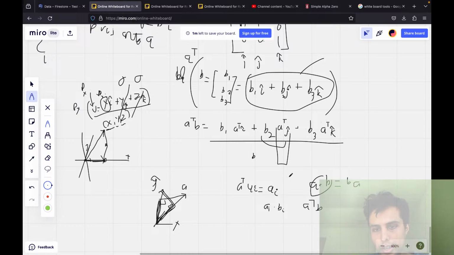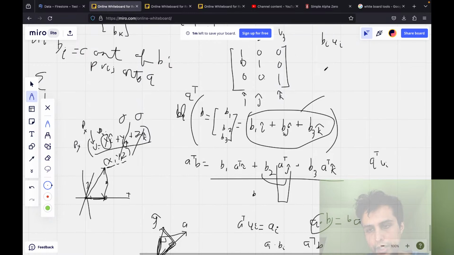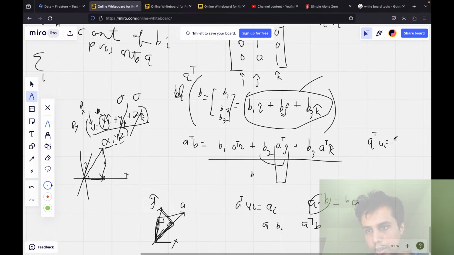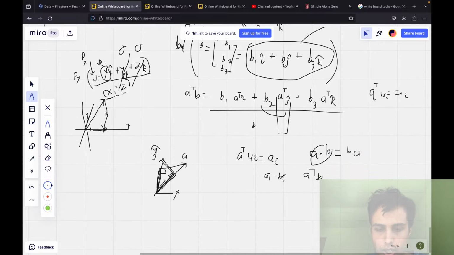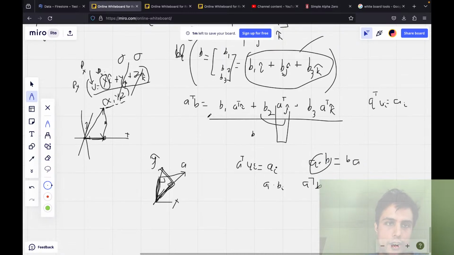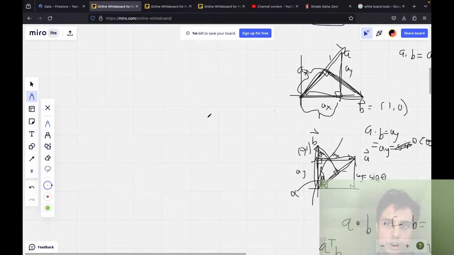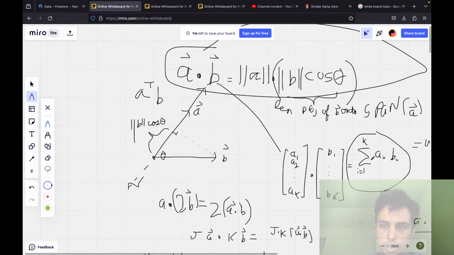And that's basically why, going back here, A transpose of u_i, the ith standard basis vector, is simply a_i. And then we're scaling everything by b_i, and that's how we get this whole a_i b_i business, and we sum them over i. And then what do you know? That ends up being the definition of the dot product.